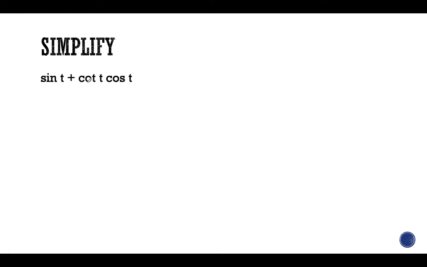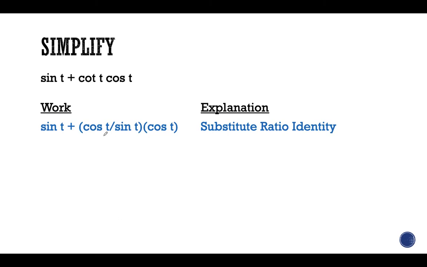And so recognizing that, I might look at this cotangent and say, hey, I'm going to turn that into cosine over sine using a ratio identity. All right, so let's go ahead and make that substitution. So now our expression has changed a little bit, the work that we're doing here. So now we have sine t plus, here's that ratio identity, cosine of t divided by sine of t. And so again, we substituted the ratio identity.